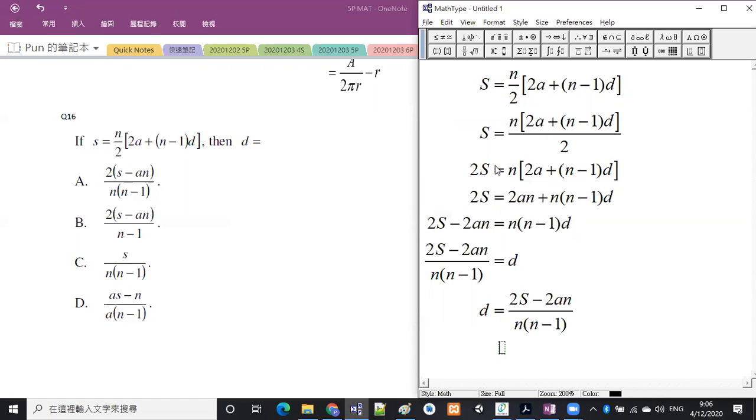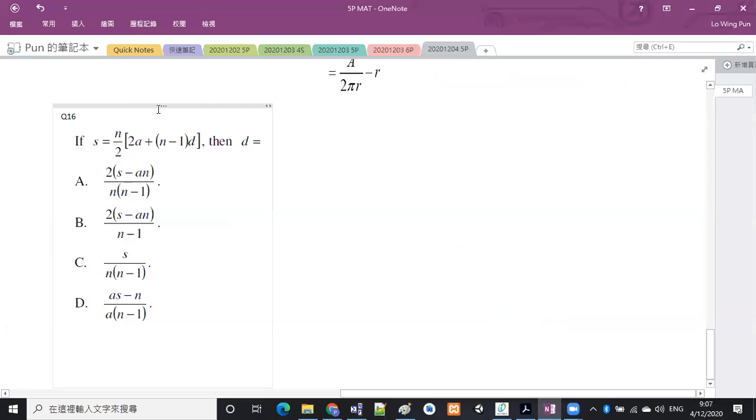And do we have answers? 嗱，其實有一個 option 好似嘅，係嘛？見唔見到？就係 option A 個分母都係 n 乘 n 減1㗎啦，係嘛？分子爭啲咩咧？見唔見到我哋有個 common factor 㗎？This 2s and the 2an, they have a common factor 2. So we may actually take out the 2 this time, s minus an, and then n times n minus 1. Okay? And that will be exactly the same as option A. And that will be the answer. Get it?